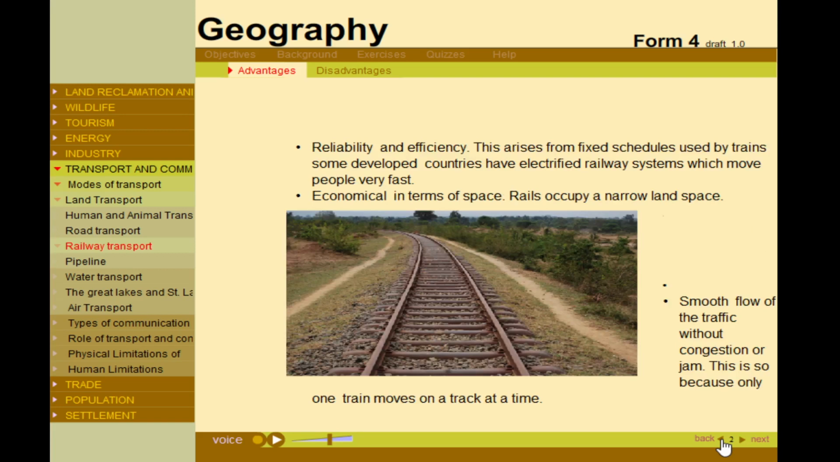Economical in terms of space. Rails occupy a narrow land space. Smooth flow of the traffic without congestion or jam. This is so because only one train moves on a track at a time.